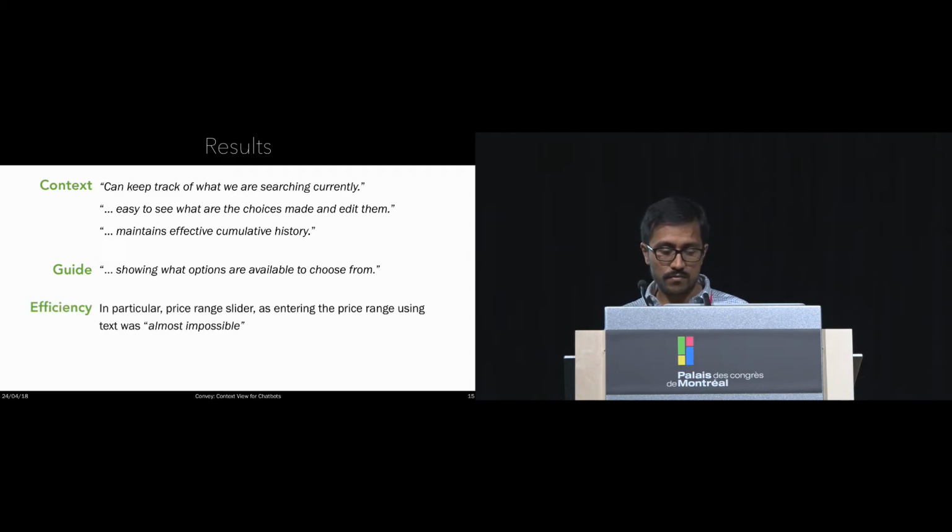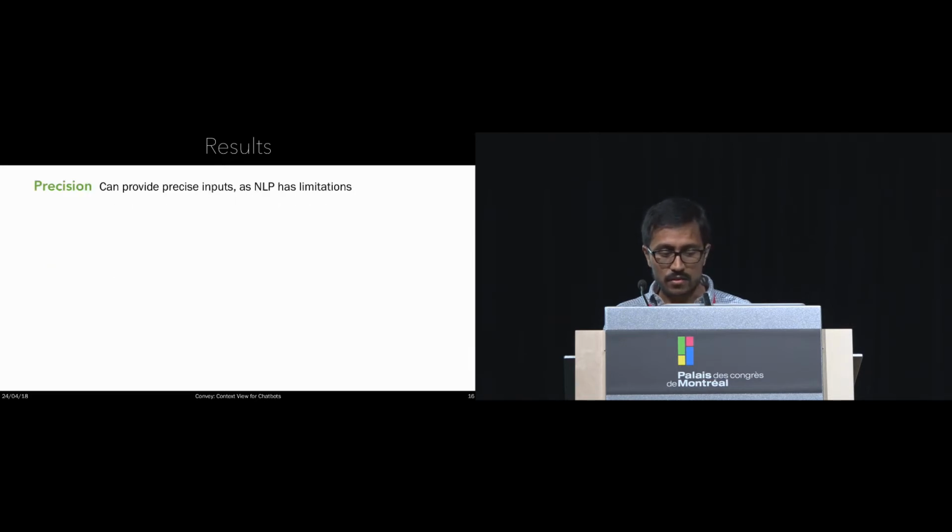It is also very efficient, because writing out that I'm looking for this price range is tricky, but using a price range selector is pretty easy for the user. Finally, this also leads to providing precise input, and with the current NLP capabilities, I think this is what is needed to make chatbots more usable. In particular, people appreciated the deletion feature, because most current chatbots don't understand negation. You can't say "not black color", but here we can do that.